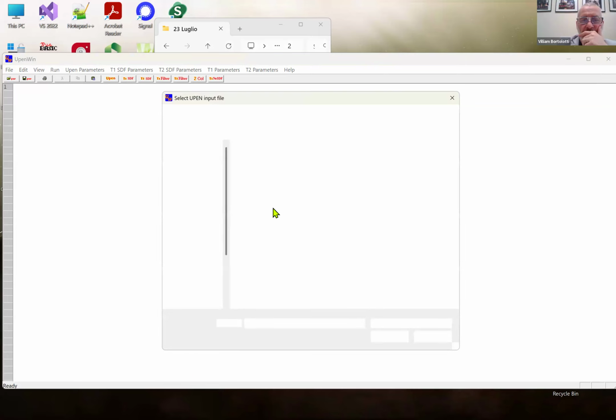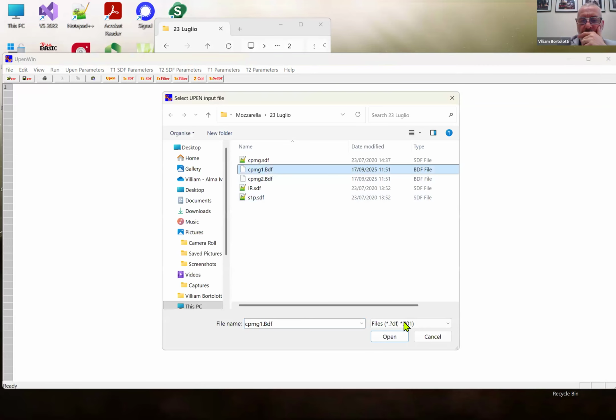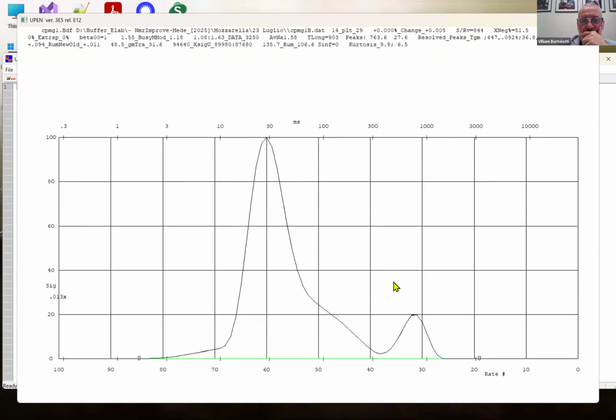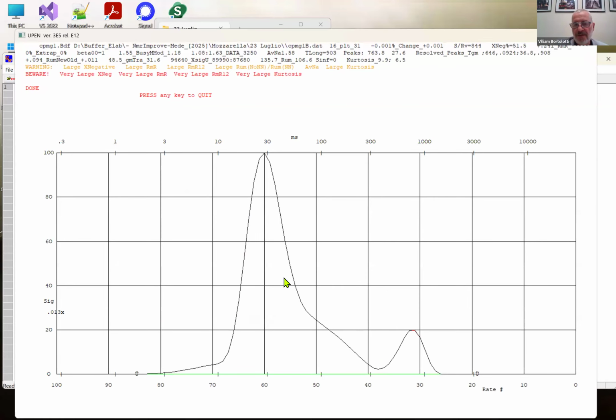Then we can run a fitting. As you can see, the fitting is finished. Apparently, this distribution is composed of a big peak at around 30 milliseconds and a second peak around 1000 milliseconds. If you suppose this distribution is okay, you can proceed.